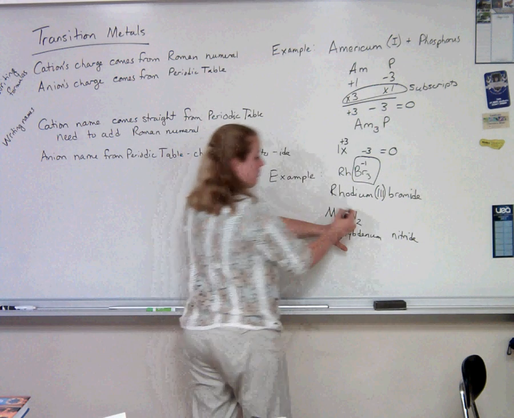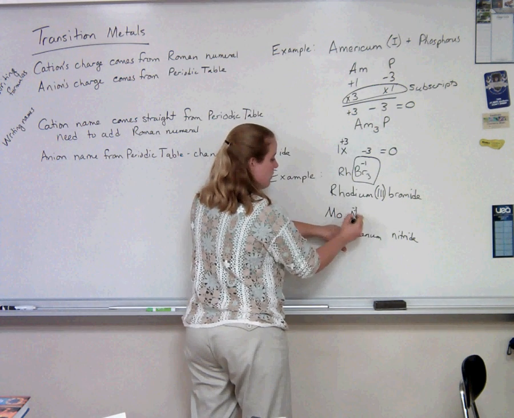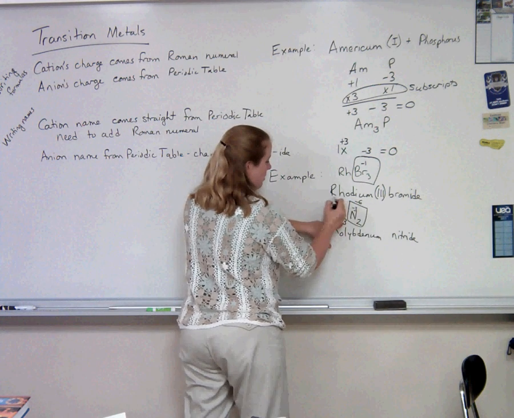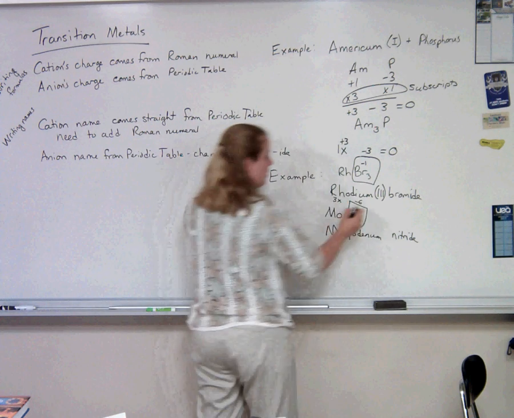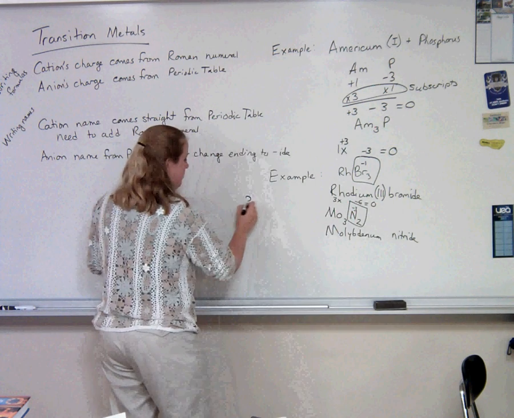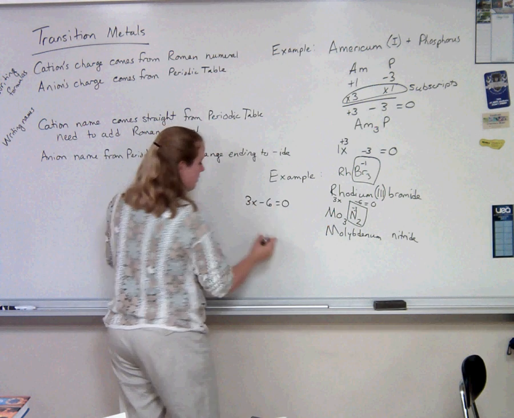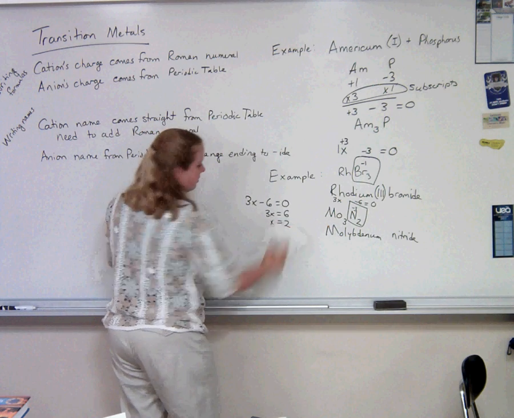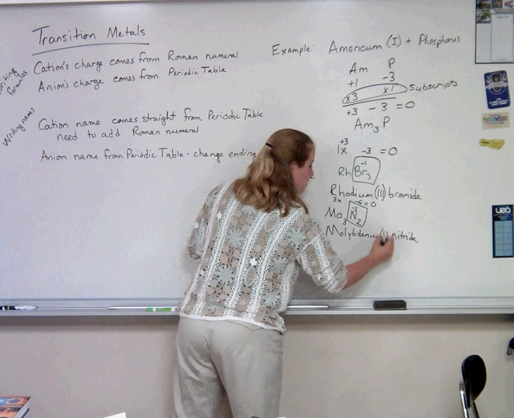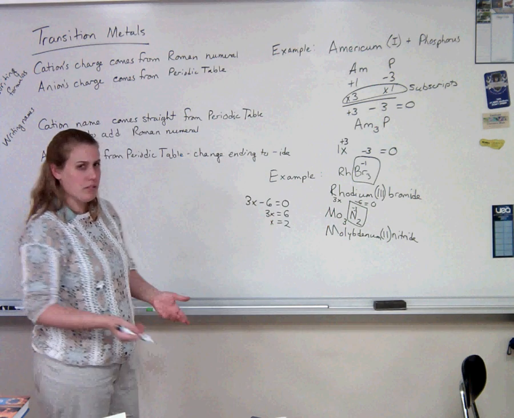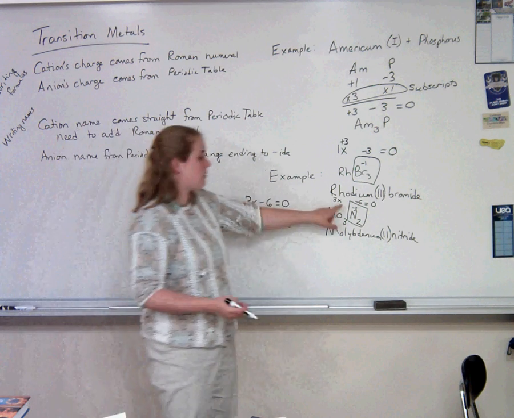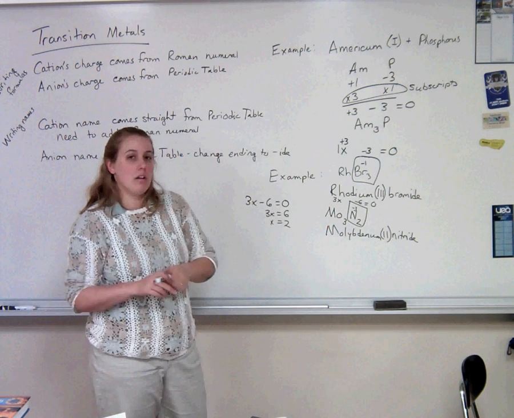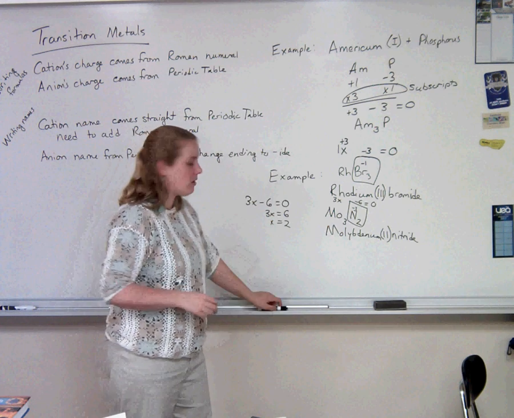Nitrogen has a -3 charge, and there are 2 of them, so that makes this whole side -6. And then it's 3 times the charge, so 3x minus 6 equals 0. 3x equals +6, so x equals 2. So this is molybdenum(II) nitride. Very simple little algebra problem there, where x stands for our charge. And this time we had 3 of them, so we had to divide by 3. And that's how you write formulas and names for transition metal compounds. Thank you.